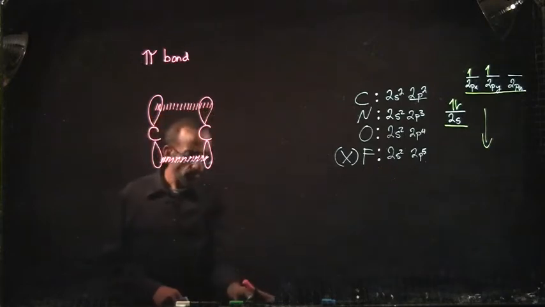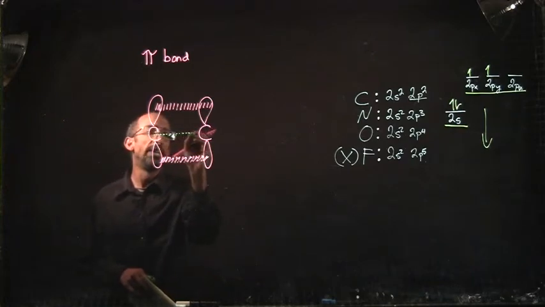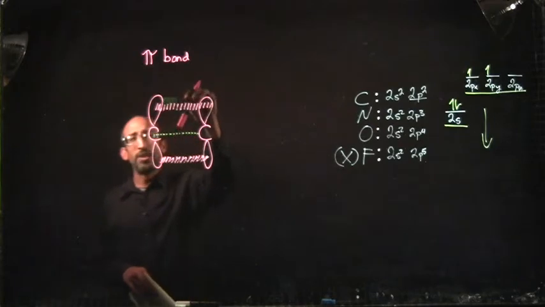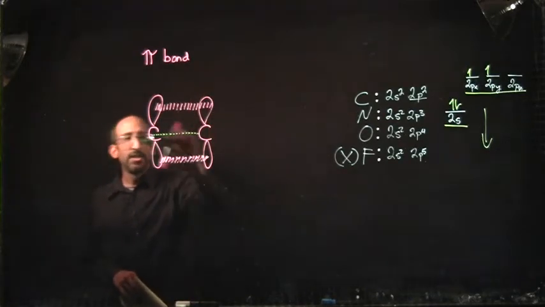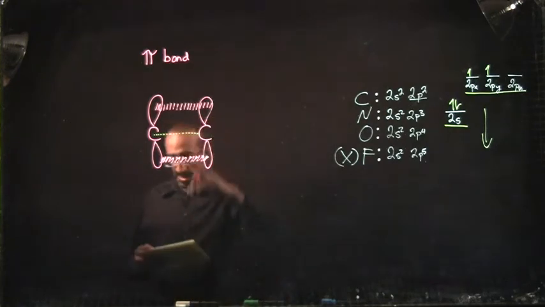And we can see that if we draw a line connecting the two nuclei, this bond, which has two parts above and below, does not lie along that line. It lies above and below it.